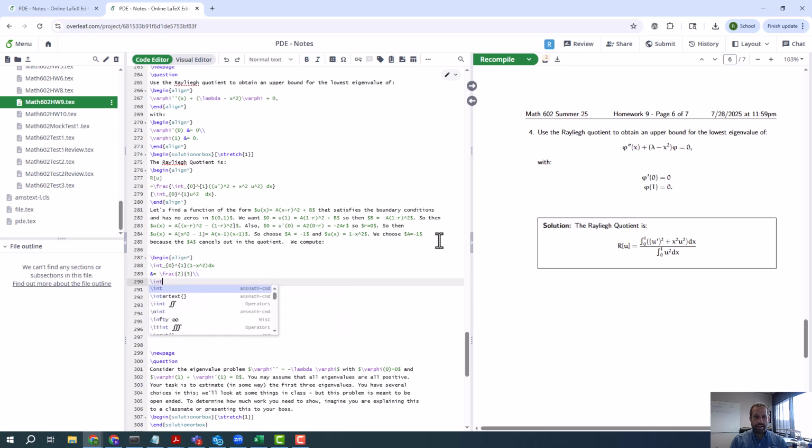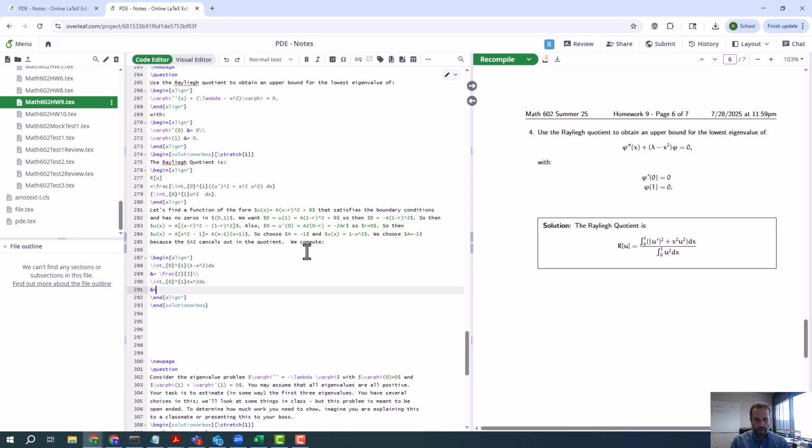Okay, now if you look at the integral from 0 to 1, we're going to do u prime squared. So u is 1 minus x squared. U prime is minus 2x. You square that. Sorry, let's start over. U is 1 minus x squared. U prime is minus 2x. You square that, you get 4x squared. Let me do this in 2 steps. No need to do it all at once. Okay. So now 4x squared.